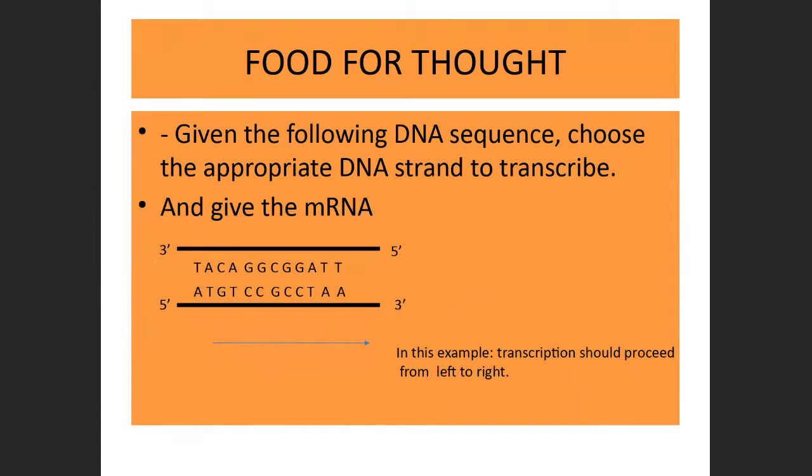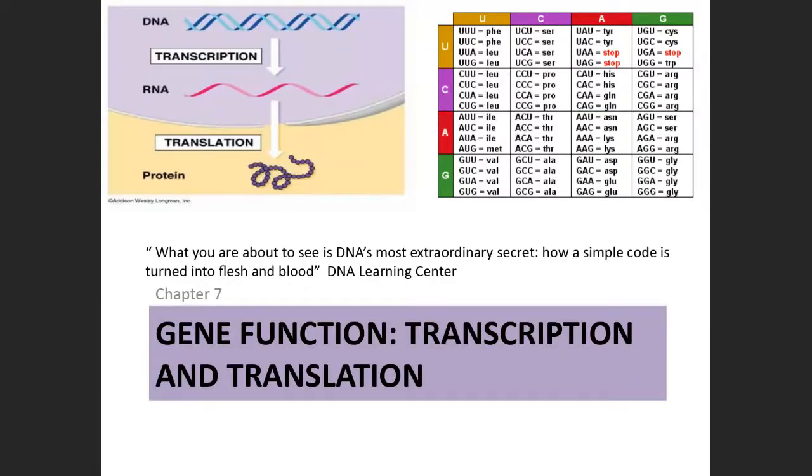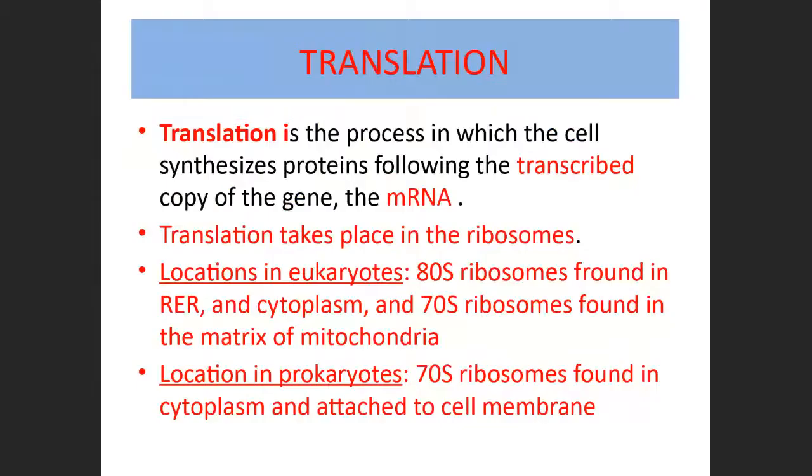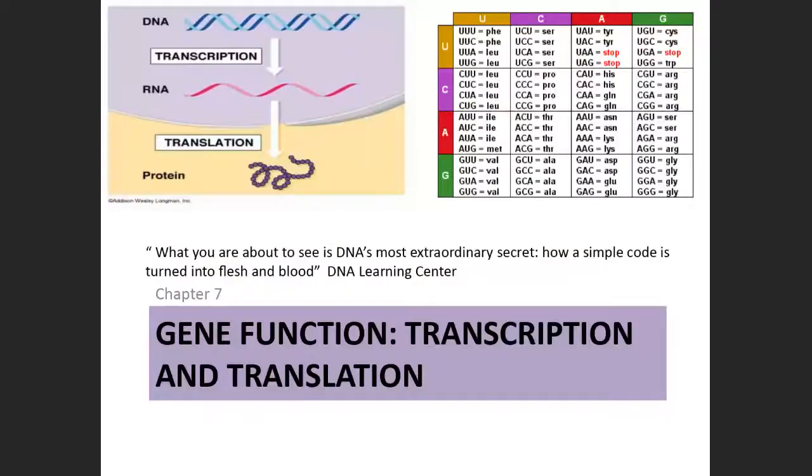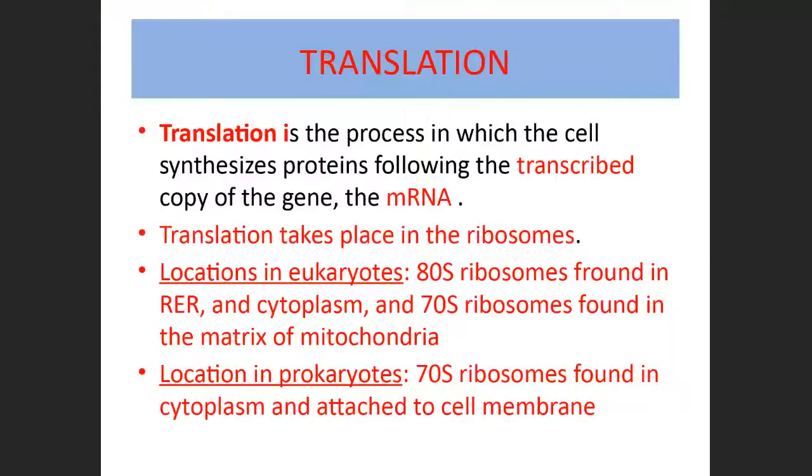So what we're going to do next is actually translate. The last step in this process is translation, which means taking the messenger RNA and translating it, changing the language, in this case a chemical language, from that of nucleotides to that of amino acids. That's why it's called translation, because it's literally the changing of chemical language. All right, so the first question is, where does it happen?